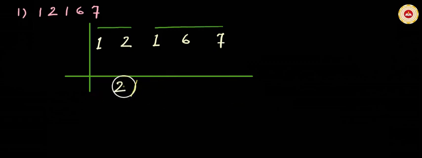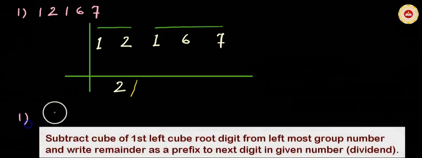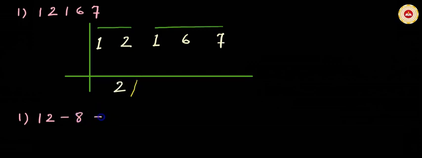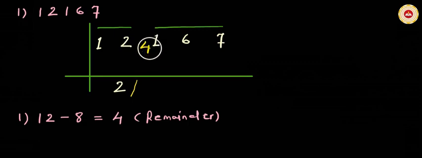Now the next step. I will write the steps here, please write those steps. Step number 1 is the left group 12 minus the cube of 2, that is 8, which is equal to 4. This 4 is the remainder. Now let us write this remainder 4 as a prefix to the next digit in the given number, which is 1. Now this will become 41 and this is our gross dividend.